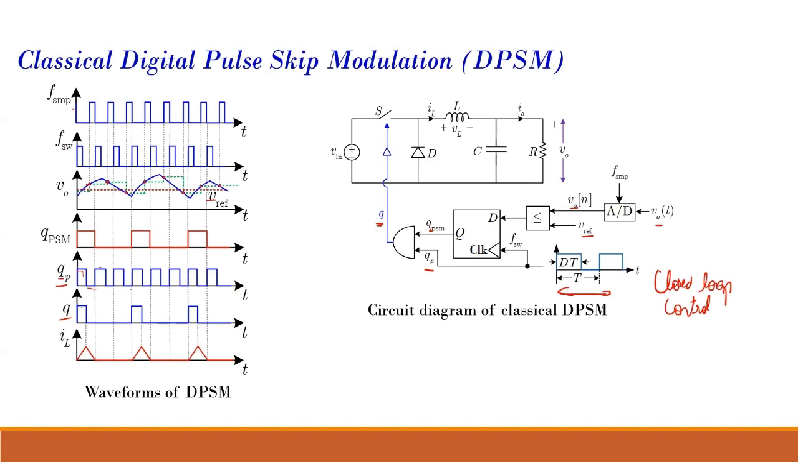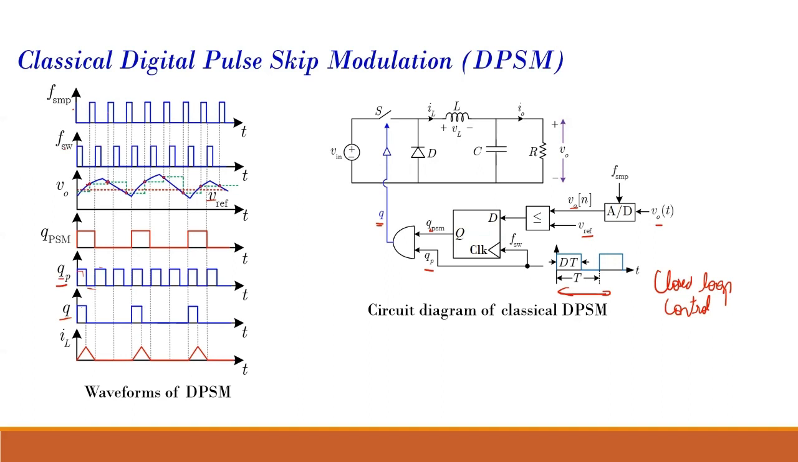There might be some additional logic which would enable or disable this pulse skipping based on the loading condition. To know the loading condition, you need the information of the inductor current, etc. That is not shown over here. Here I'm just showing the concept of how pulse skip modulation works, the logical block diagram. The overall intelligence of when to choose is not shown here.